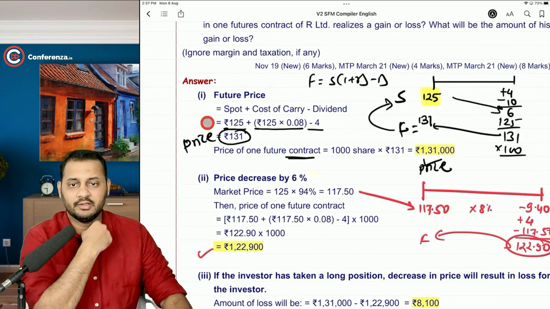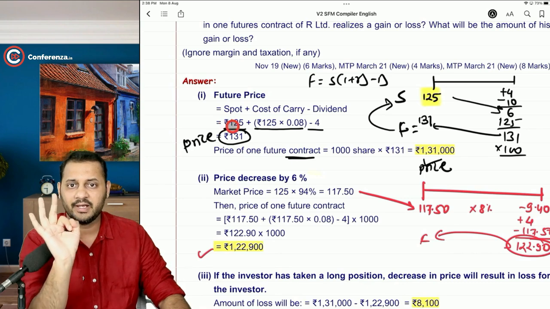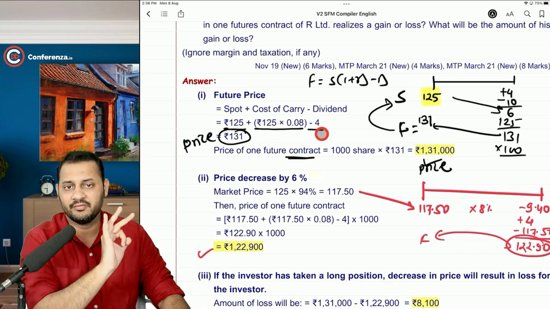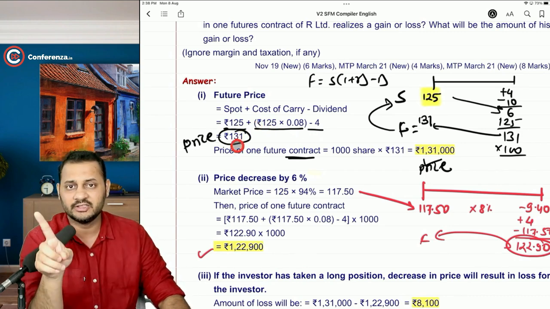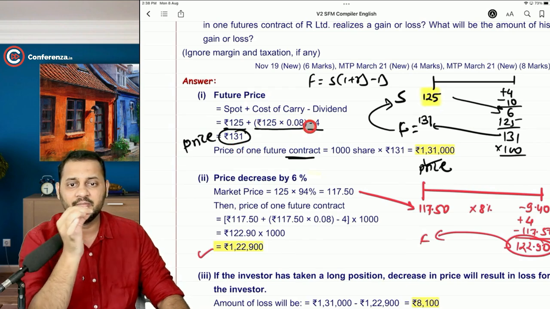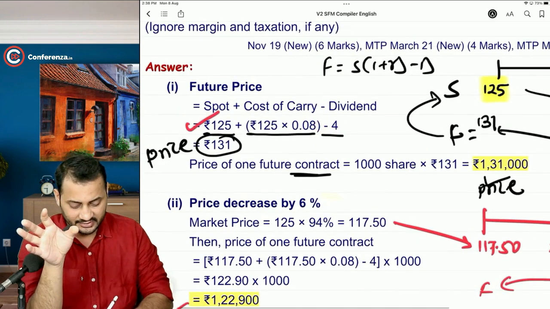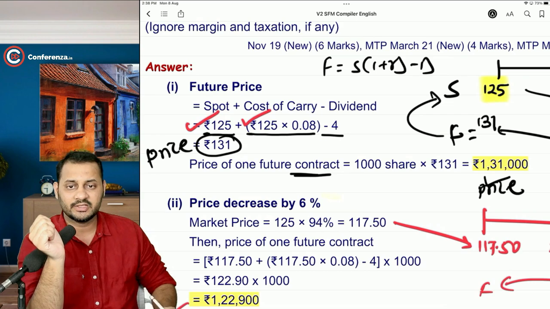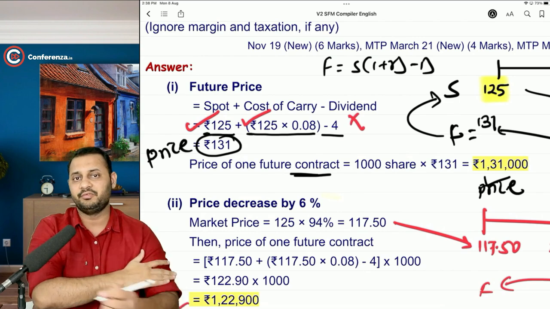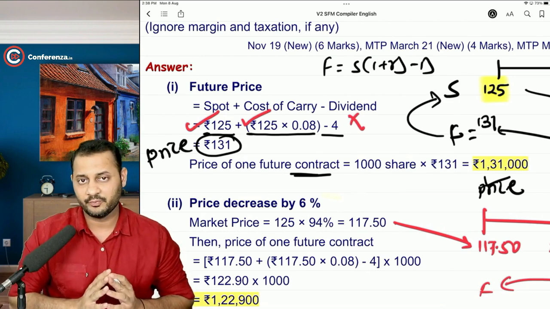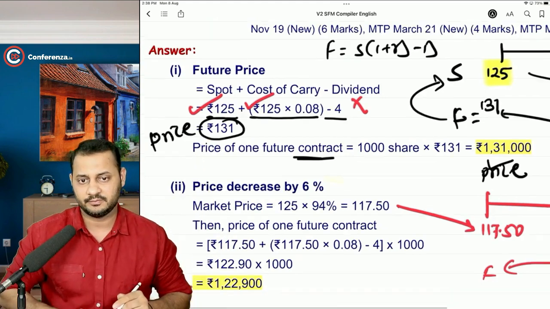See, 122.9. Understand, there are three things in this formula, in this logic: the spot price, the interest on the spot price, and the dividend. If the market price is decreasing by 6%, we cannot say that the futures will decrease by 6%, because not every item in these three categories is decreasing by 6%. This is decreasing by 6%. This will also decrease by 6% subsequently, because we are borrowing the same amount, but this is not going to change. Dividend will still remain 4 rupees. I told you. So obviously the net price will not change by 6%. It will be less than 6%.